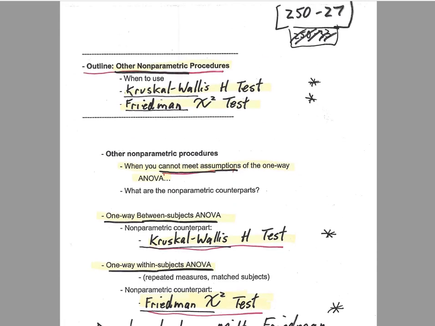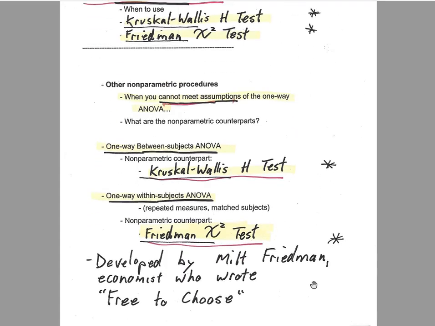What is your fallback position? Your fallback position is going to be the nonparametric counterpart, the Friedman chi-square test. This is the nonparametric counterpart to one-way analysis of variance, within subjects design. A bit of trivia: the Friedman chi-square test is called what it's called because it was developed by a fellow named Milt Friedman. Milt Friedman is actually a famous economist who, among other things, wrote the book Free to Choose, which was very influential starting in the 1980s and is still influential today. That's why it's called the Friedman chi-square test.